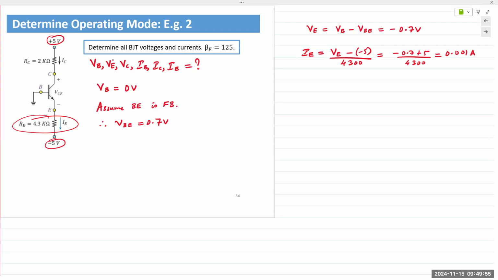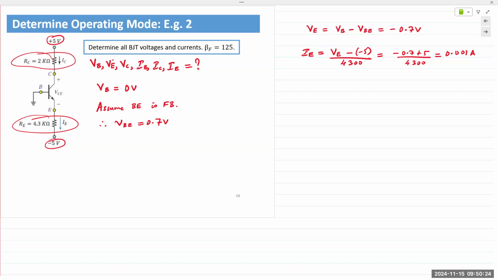Okay, so IE is 1 milliamp. Now that we have IE and we have beta, we can calculate IC. From beta, we can calculate alpha. From alpha, we can calculate IC. And from IC, we can calculate IB. Once we have IC, we can apply Ohm's law again to RC and calculate VC. And thus, we have all those voltages.